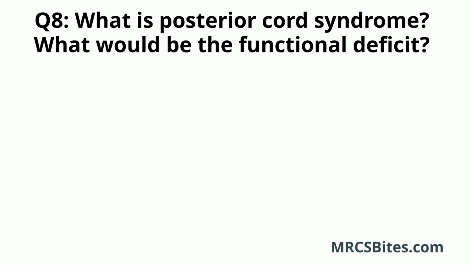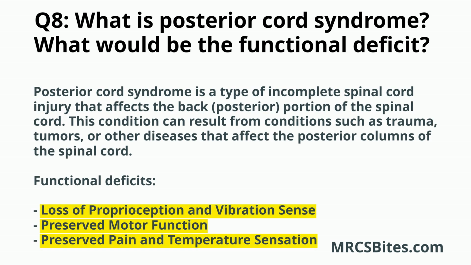What would be the functional deficit? Posterior cord syndrome is a type of incomplete spinal cord injury that affects the back, posterior portion of the spinal cord. This condition can result from conditions such as trauma, tumors, or other diseases that affect the posterior columns of the spinal cord.